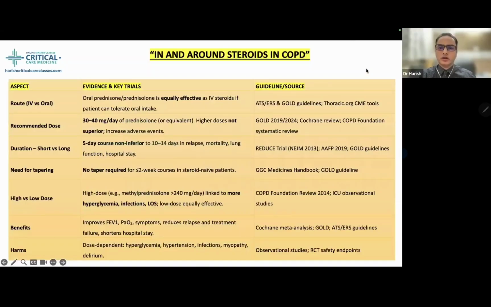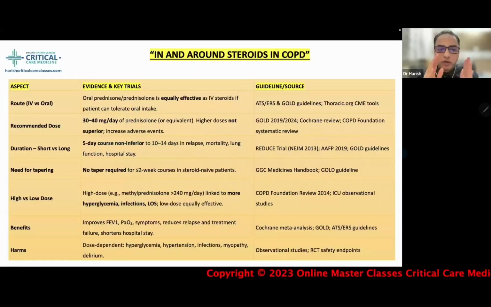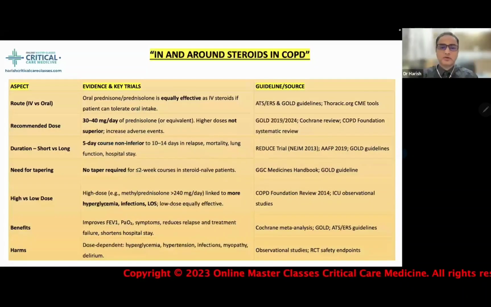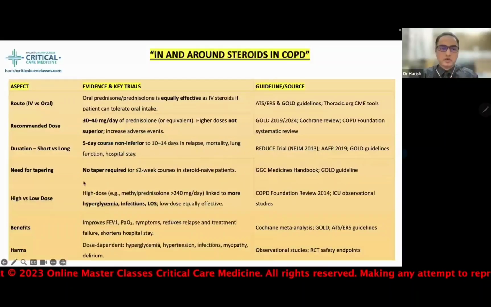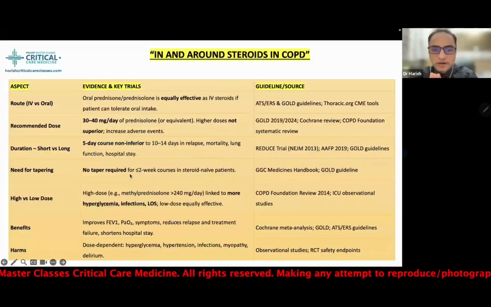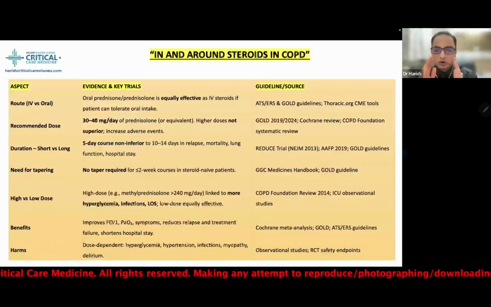Okay, so these are the evidence in and around steroid in COPD, in terms of the route, recommended dosage and duration. This is one of the landmark trials, the REDUCE trial, NEJM 2013, which clearly suggests a 5 days course is non-inferior to 10 to 14 days in terms of relapse, mortality, lung function, hospital stay. No need to taper. If you give a steroid for less than or equal to 2 weeks, you can stop abruptly after 5 days.